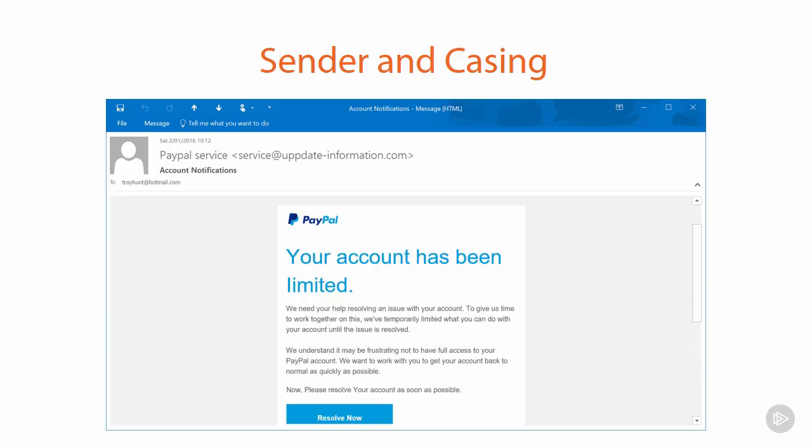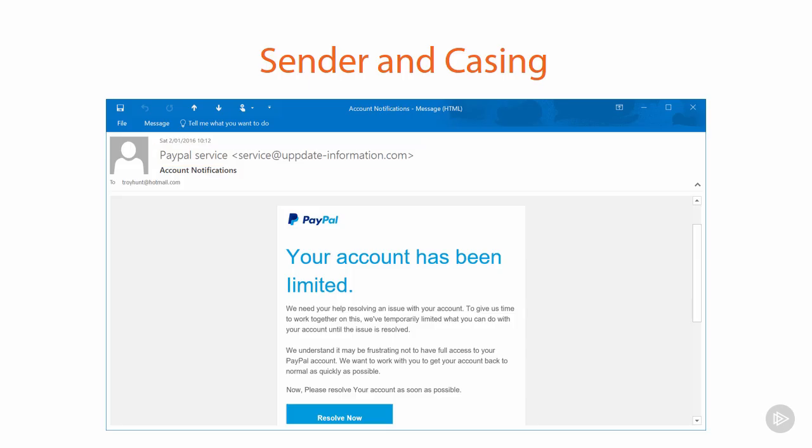Here's a PayPal phish, and for the most part, this is actually pretty well put together. The branding is what I would expect from PayPal. It's got the PayPal logo, the PayPal colours. It's well formatted. But let's look at the sender. The sender's name has been entered as PayPal service, but look at the domain that the email address has come from. Update with 2 P's, -information.com. This does not look like a PayPal domain. So right off the bat, we should be suspicious just based on the sender.